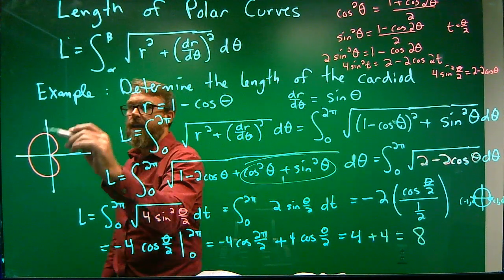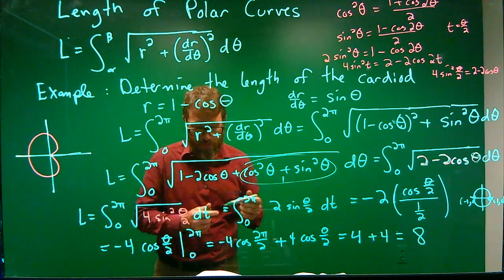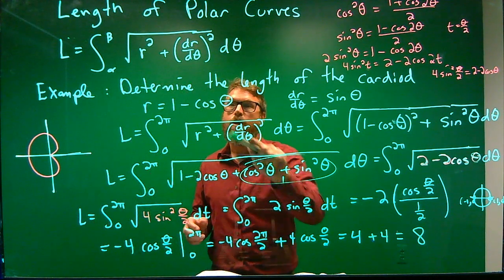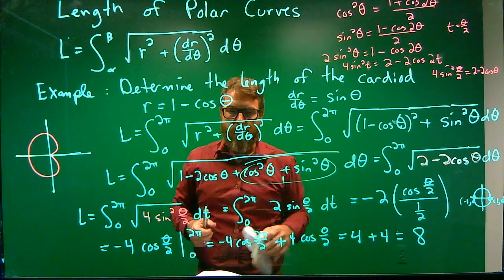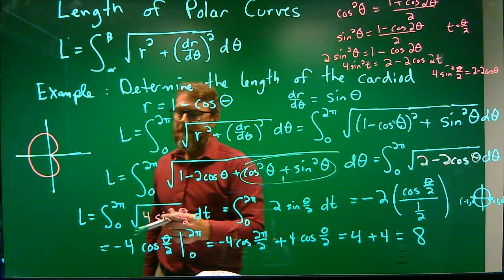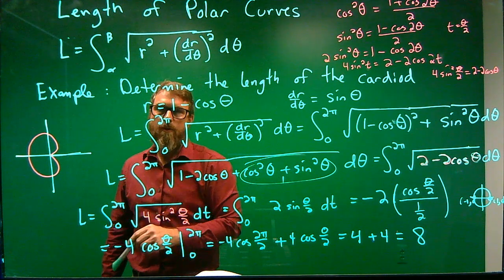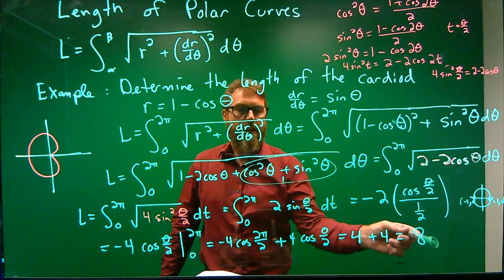So this thing has length 8, which I find extremely interesting, that we're talking about a radial curve that is 1 minus the cosine. We're talking about this trig function, but it has integer length, a whole number length, which is pretty cool.